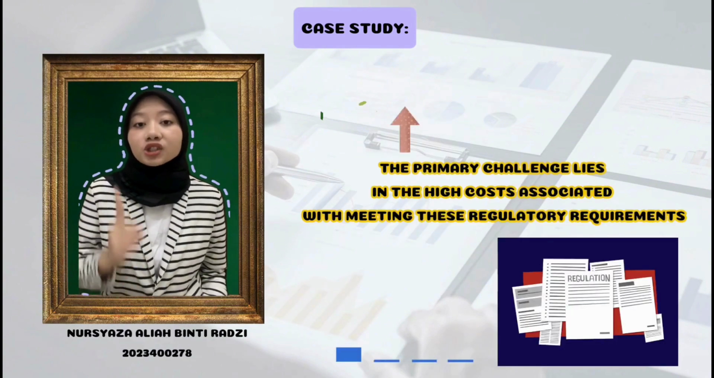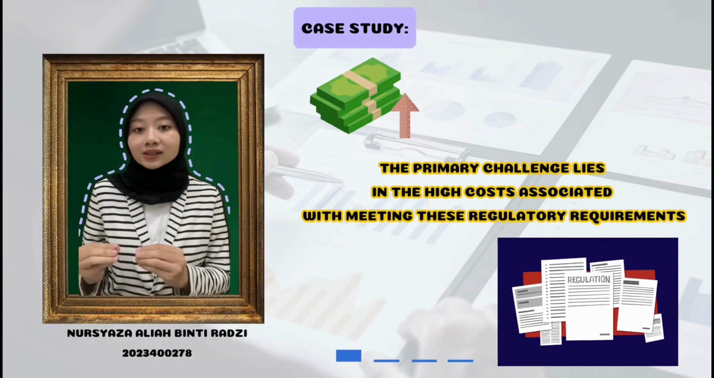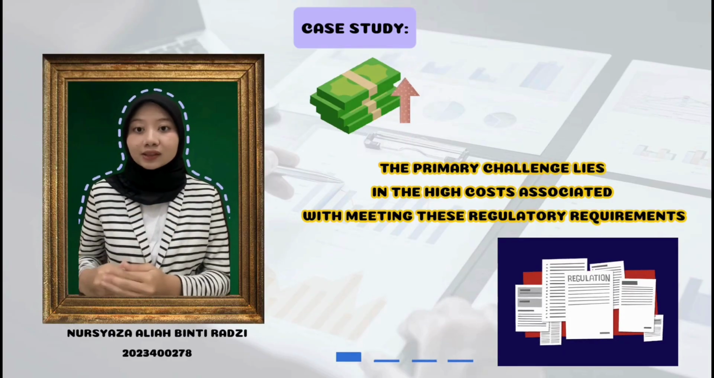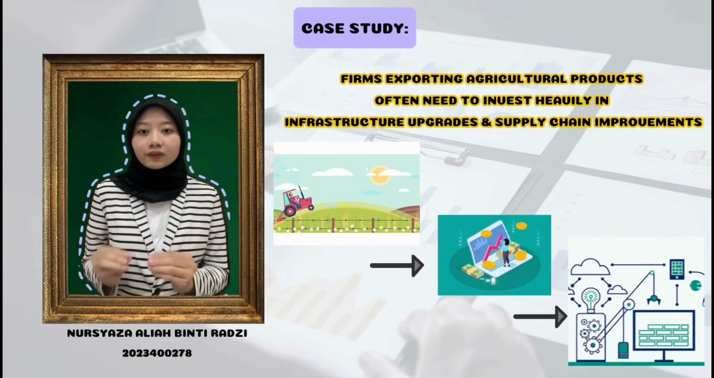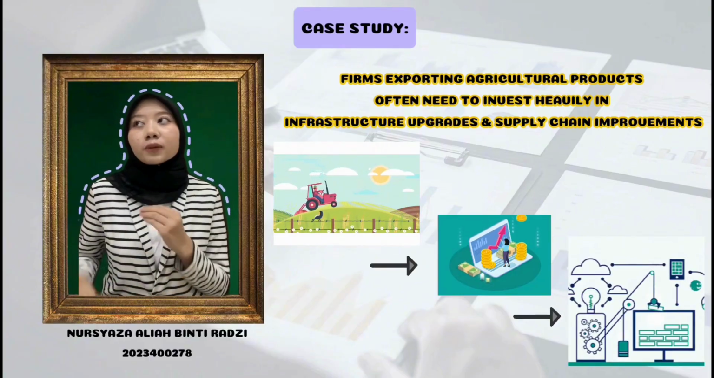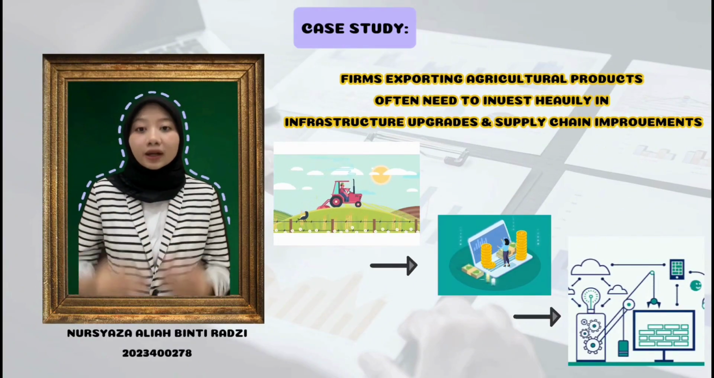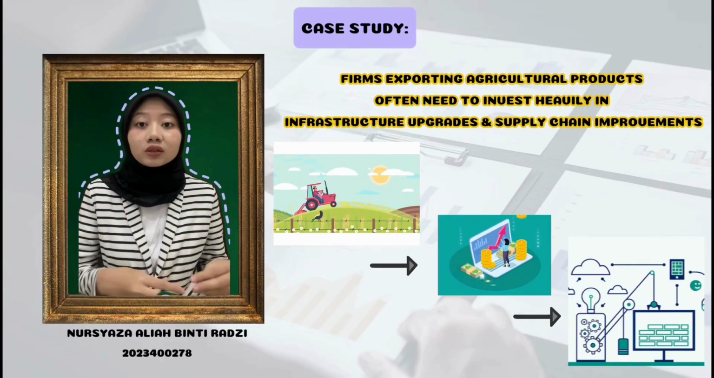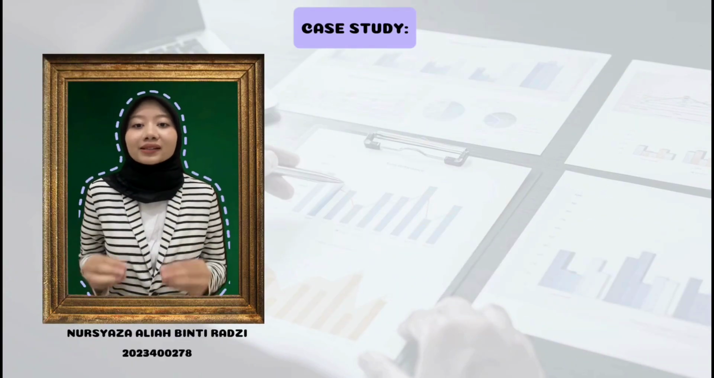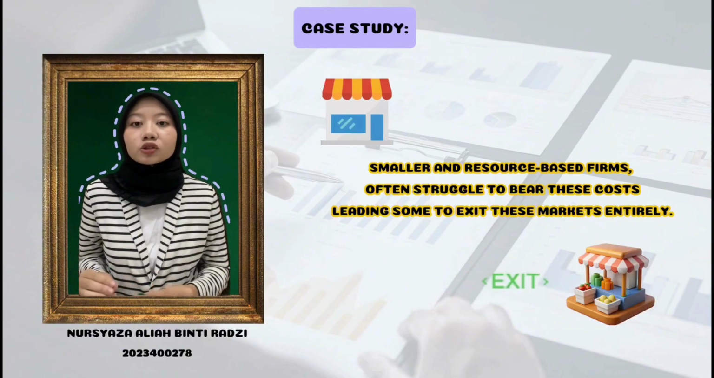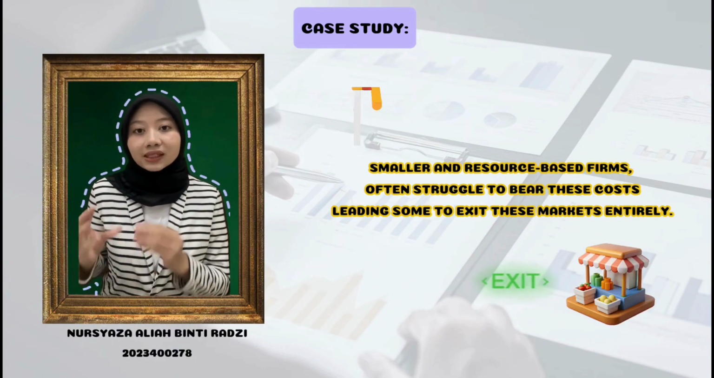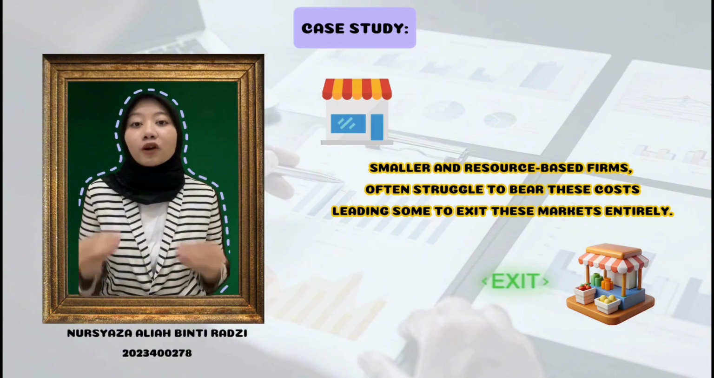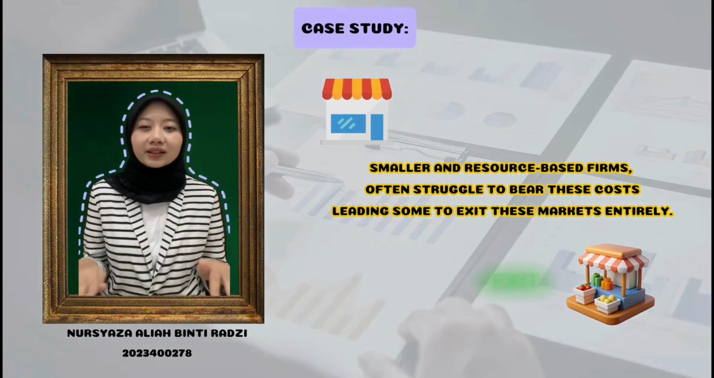The primary challenge lies in the high costs associated with meeting these regulatory requirements. For example, firms exporting agricultural products or manufactured goods to developed markets often need to invest heavily in their infrastructure and upgrades. This can be seen where smaller and resource-based firms in Malaysia often struggle to bear these costs, leading some of them to exit the market entirely.